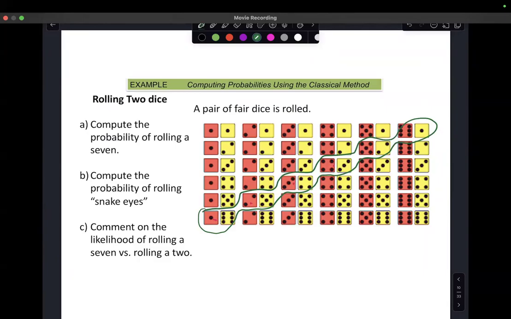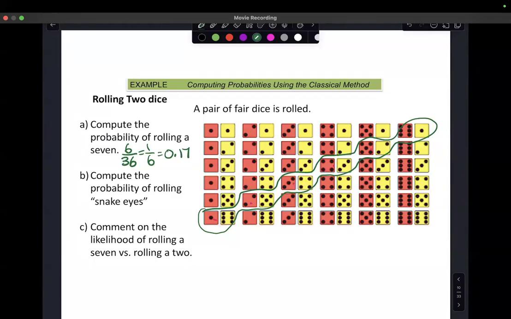So out of 36, there's 36 different ways to roll the dice. Because remember, 3, 2, and 2, 3 are 2 different ways. So therefore, I have 36 as my denominator. I have 1, 2, 3, 4, 5, 6 different ways of rolling a 7. About 0.17 approximately. So we have about a 17% chance of rolling a 7.